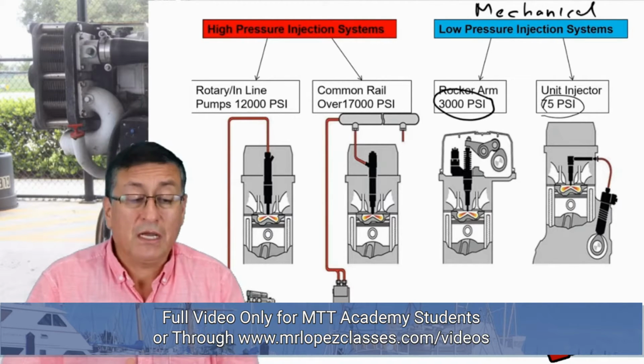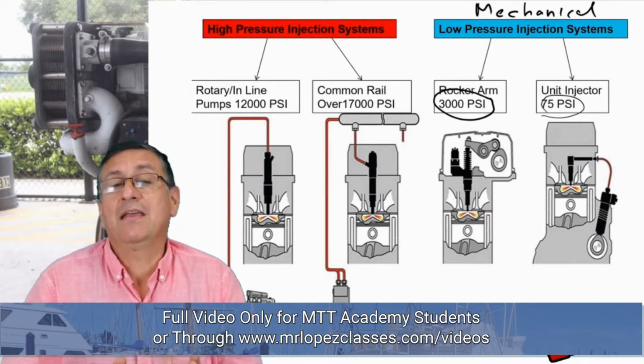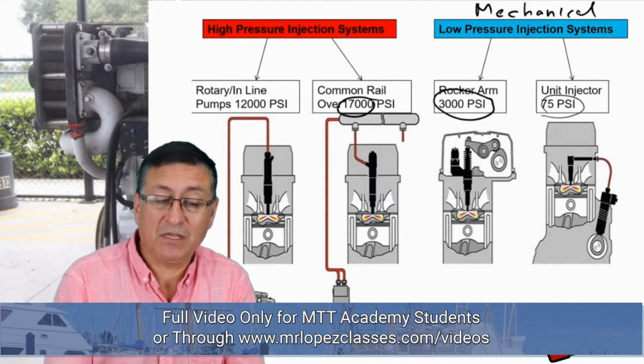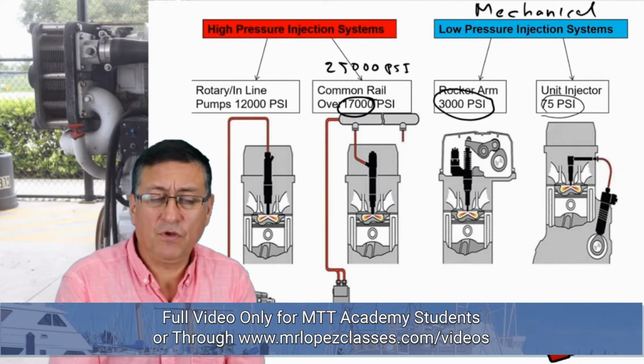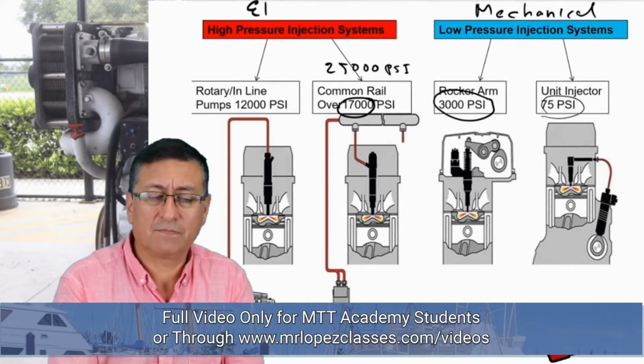Okay, high pressure. High pressure is considered in between 10,000 psi and more than 17,000 psi. Today we found a fuel injection system with 25,000 psi. And the majority of those high pressure injectors are electronic.